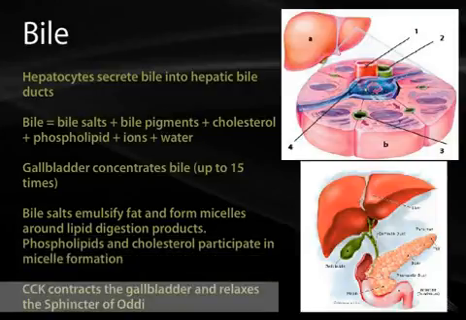Cholecystokinin, as we discussed earlier, contracts the gallbladder and relaxes the sphincter of Oddi. This means that bile can travel out of the gallbladder into the small bowel.